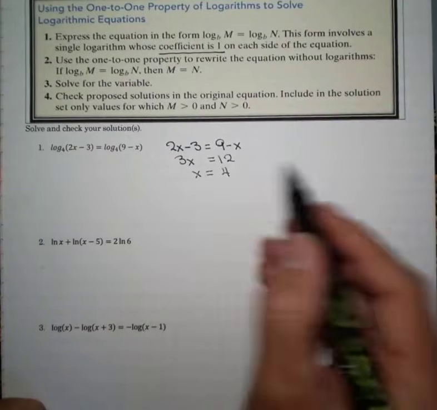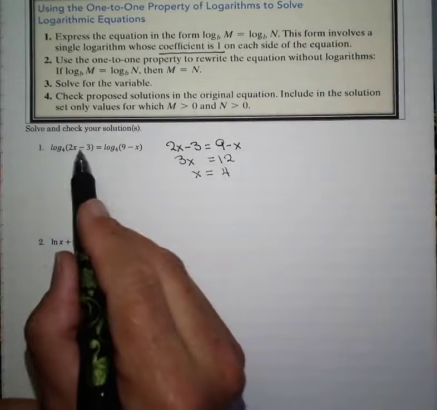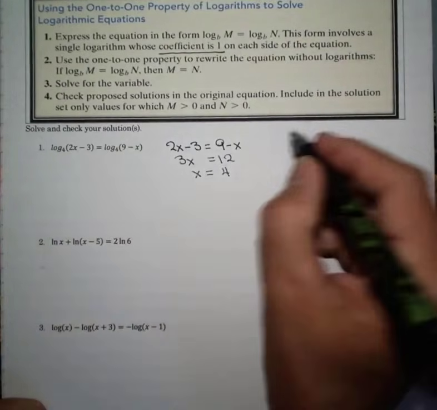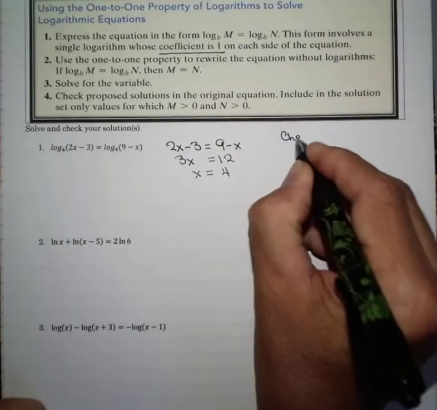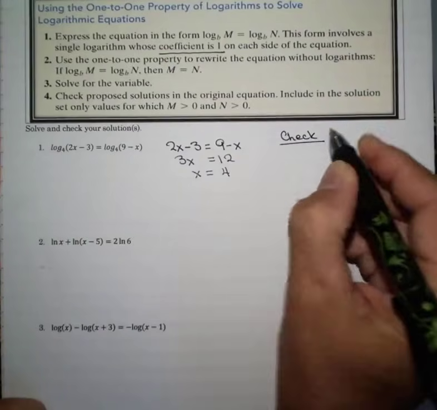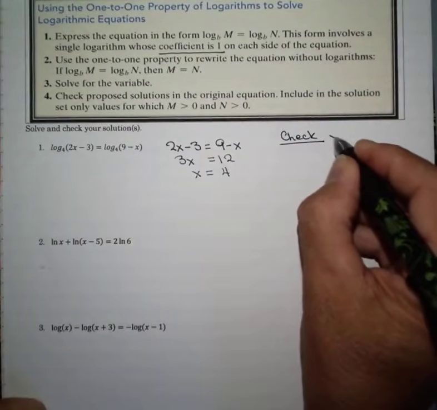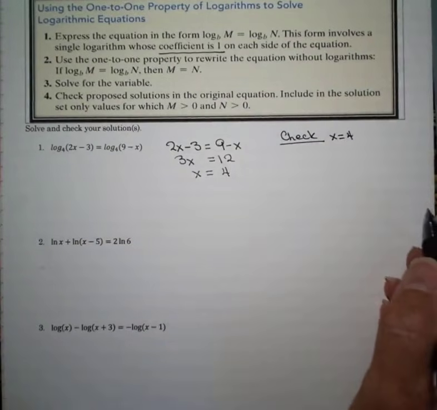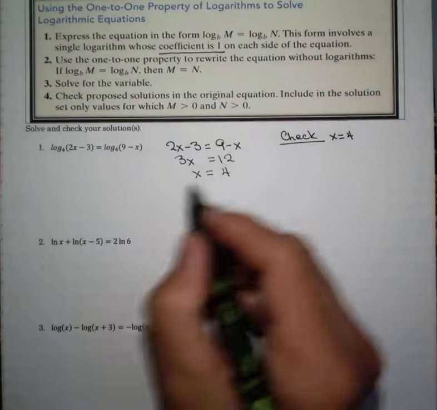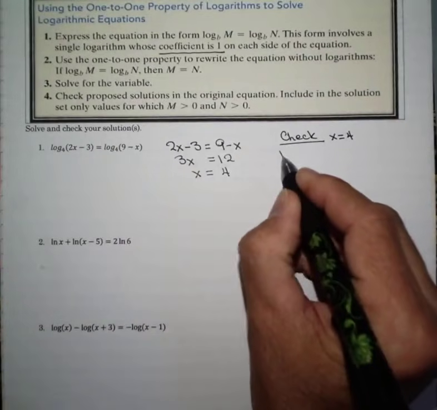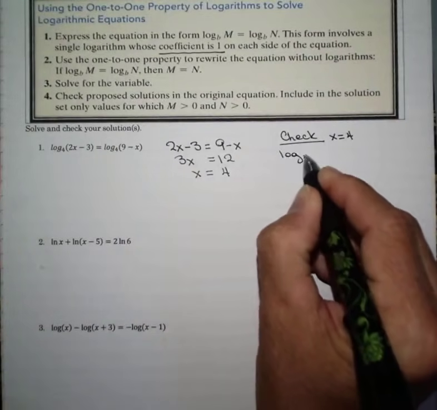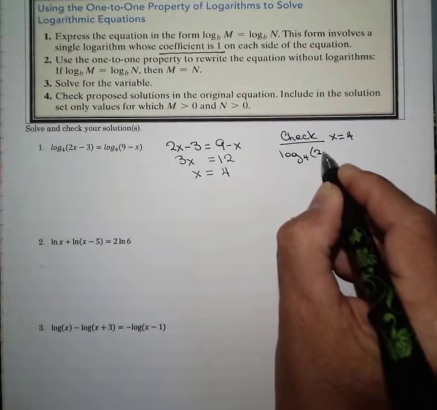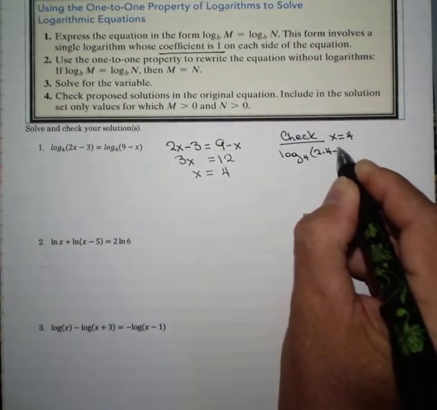And now I'm going to have to go back and check it and make sure I didn't cause either one of these logs to be negative. So I'm going to check it. What I'm checking is the answer, x equals 4. Sometimes you'll have multiple answers to check, so it's a good idea to write down what you're checking. So this one, I'll plug it into the first log. Log base 4 of 2 times 4 minus 3.